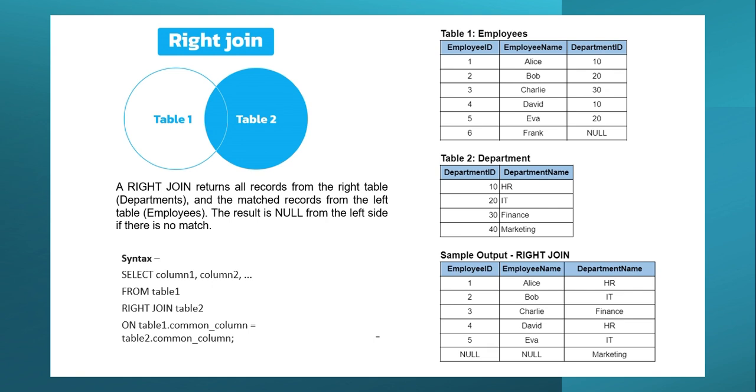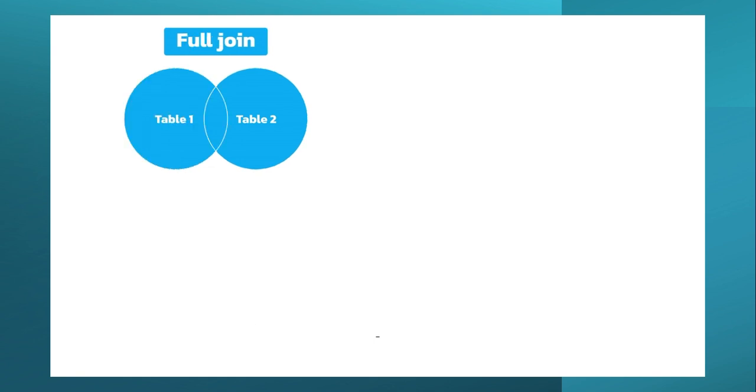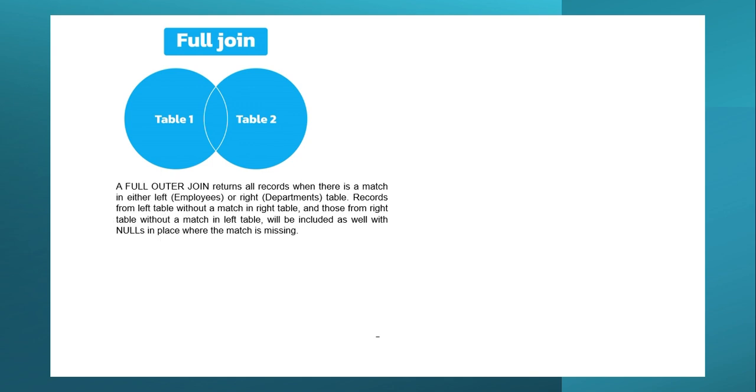Let's now get straight into the full join. So the full join returns all the records from the left table as well as all the records from the right table, irrespective of anything. Records from the left table without a match in the right table, and those from the right table without a match in the left table, will be included as well, with nulls in place where the match is missing.